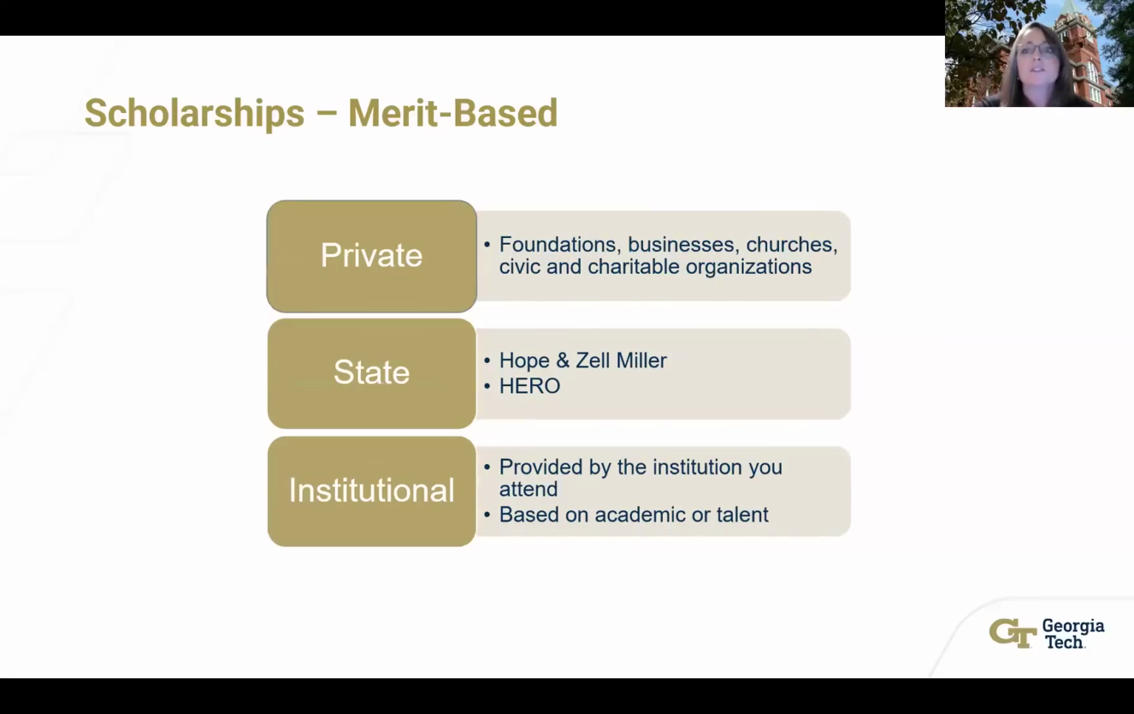The other type of gift aid is scholarships, and scholarships are often only going to be merit-based. However, there are some scholarships that are both merit-based and need-based. They come from a variety of sources: private scholarships, and this is your foundations, businesses, churches, charitable organizations, organizations within your community. Also state scholarships. Here in Georgia, we have the Hope Scholarship and the Zell Miller Scholarship, and also the HERO program. Institutional would be the scholarships that would be coming from the institution where you attend. So Georgia Tech does have scholarships that are based on merit and also based on a combination of merit and need.